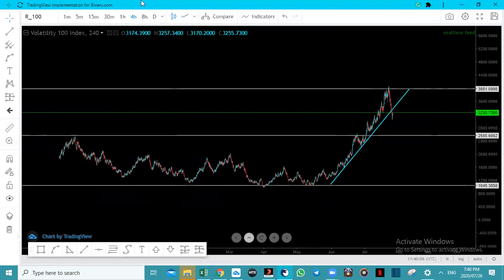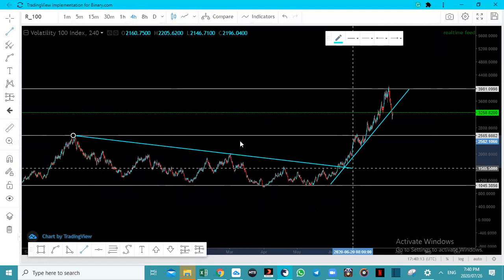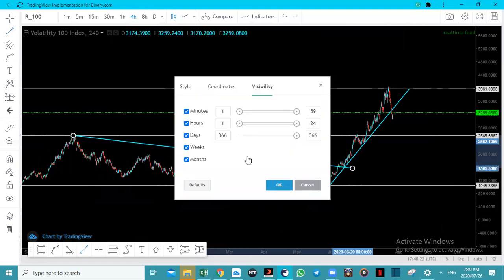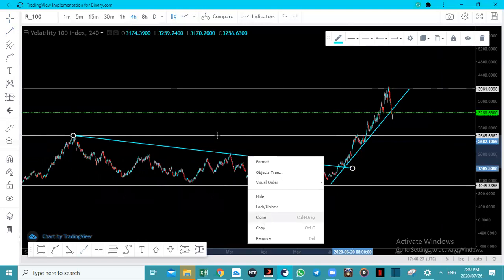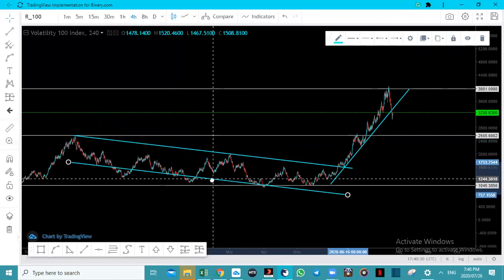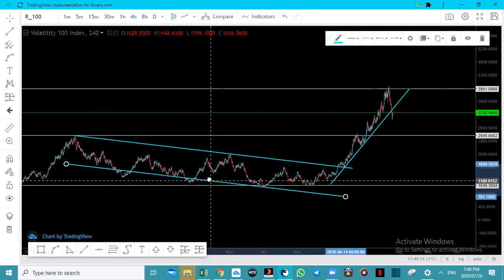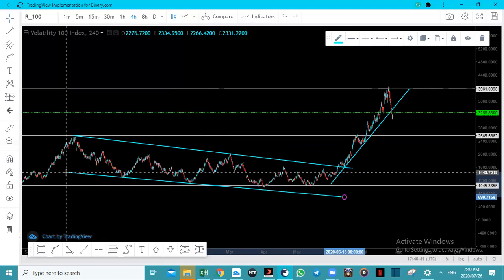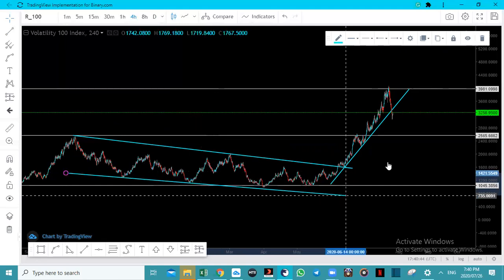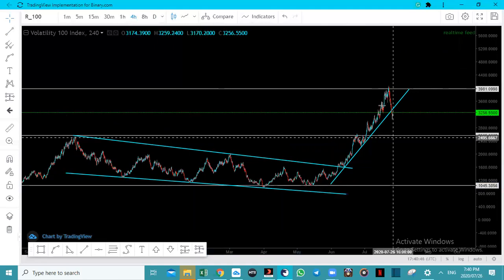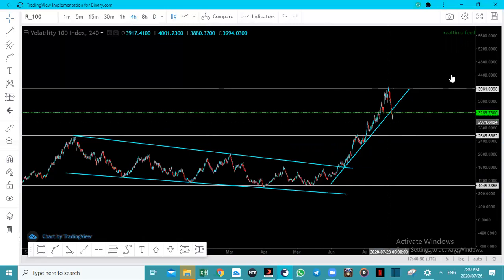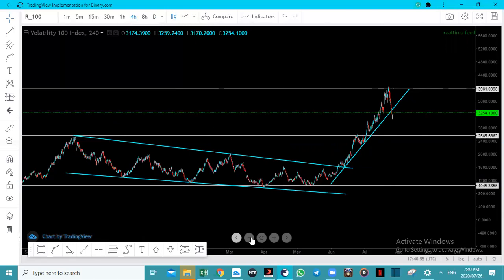bullish move here. I can show you guys, we had this bullish move here where price broke out of this channel. If you guys can see, we had this channel here. If I can clone this for you. Okay, so we have this move to the upside. So what we could possibly see is price come down here, test this level, and then resume back up. Or we could just see this thing move to the upside from where it is right now.